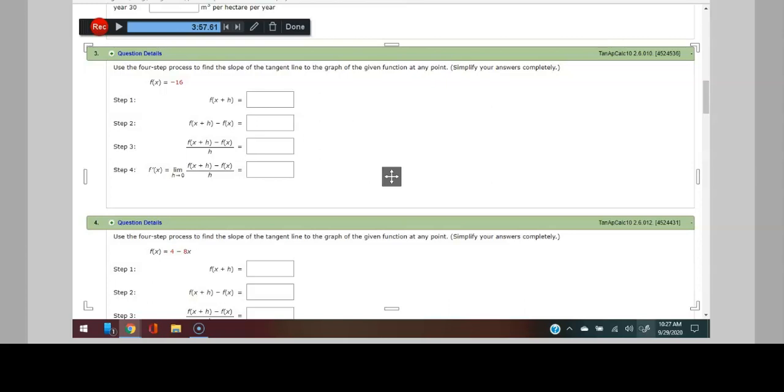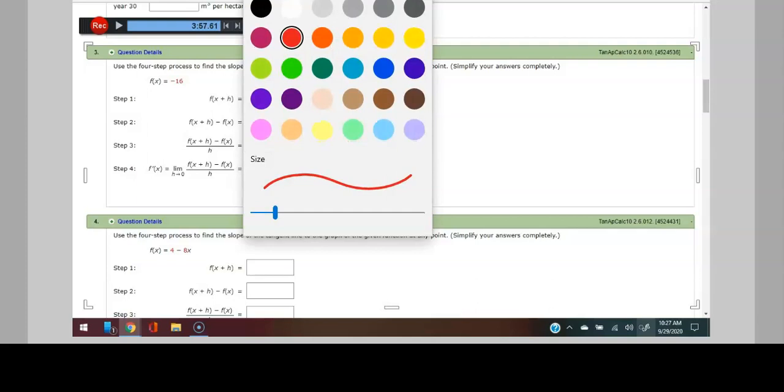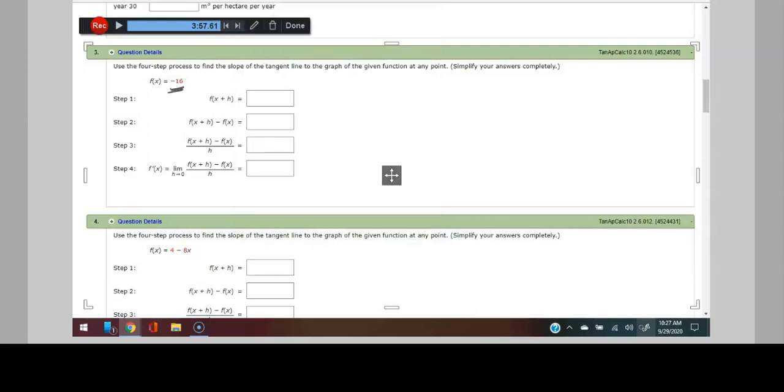Well, what is my formula? My formula is a negative 16. There's not an x there, which means when I trash my x and put in an x plus h, there's nothing to change. Okay, so I'm going to end up with a negative 16 there. I can't change anything because there's no x to change.